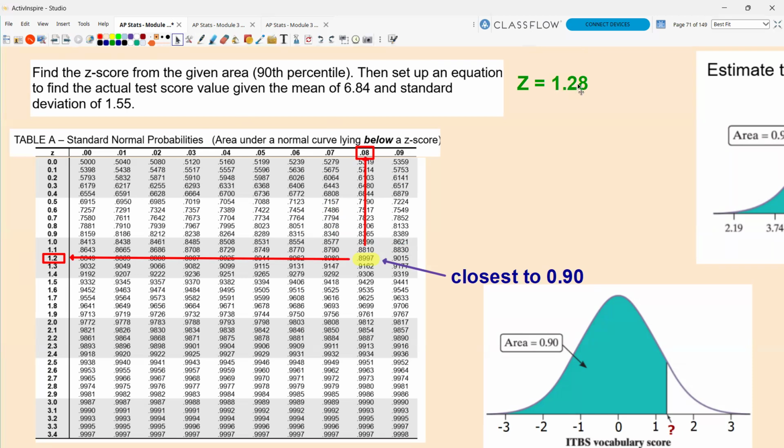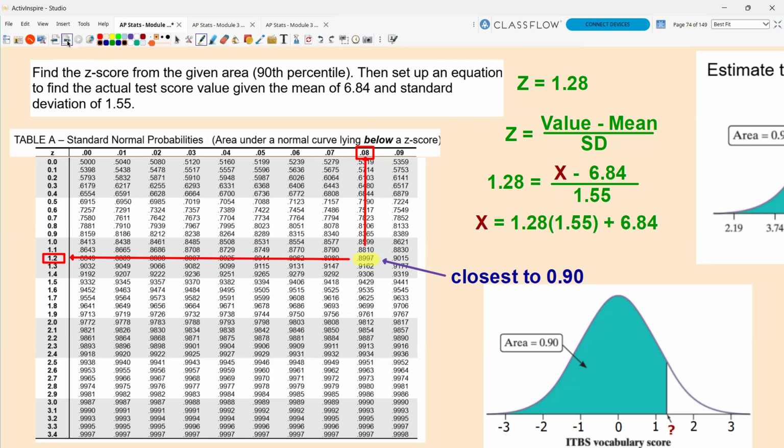Now that we have our z-score, we'll set it up in the formula. We'll plug in our standard deviation and our mean, and we'll work backwards to solve for x. So we're going to multiply that 1.55 up here, and then add the 6.84. So 1.28 times 1.55 plus 6.84 will give you your value, and you get about 8.8824.